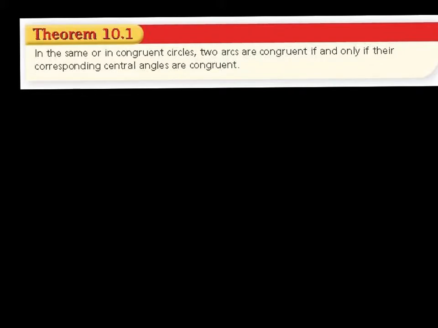In the same or in congruent circles, two arcs are congruent if and only if, remember from earlier in the book, that's our if and only if abbreviation, their corresponding central angles are congruent. So that means we could turn it around. We could say the converse, and that would be true also. So if two arcs have congruent central angles, then the arcs are congruent.